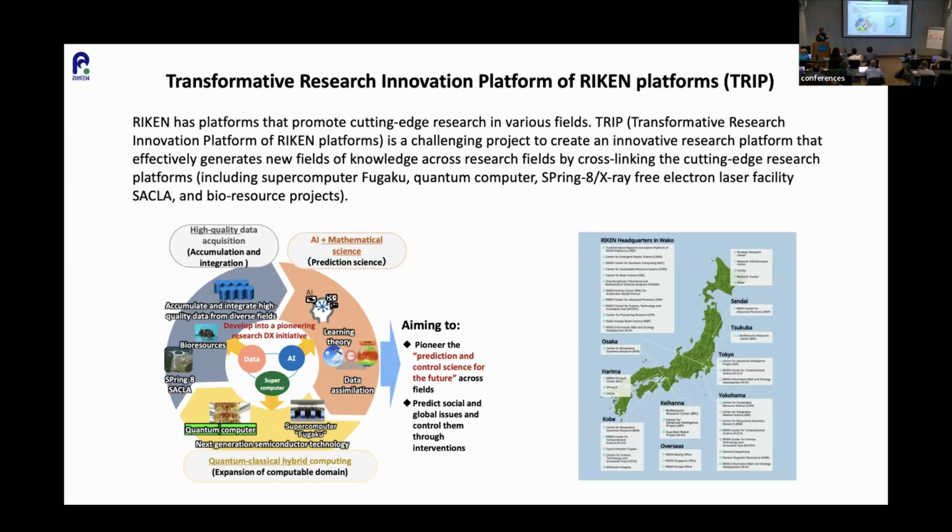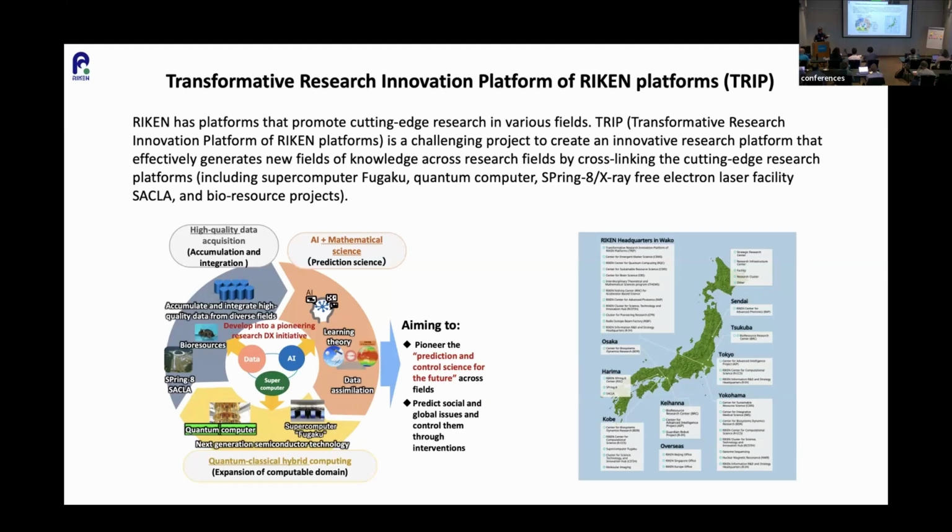We have set up many metadata frameworks, but the biggest problem is for the actual researcher to input the metadata into the repository system or OME system. We are now working on that at RIKEN. RIKEN started a new project that is called TRIP.